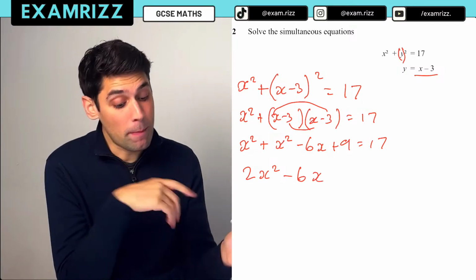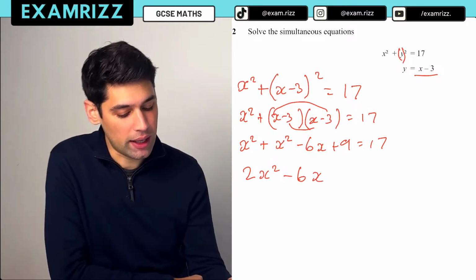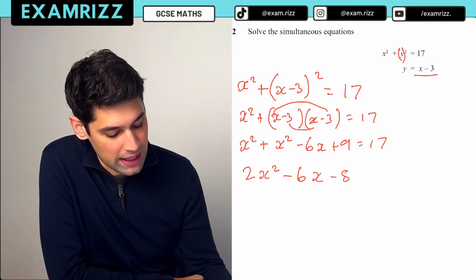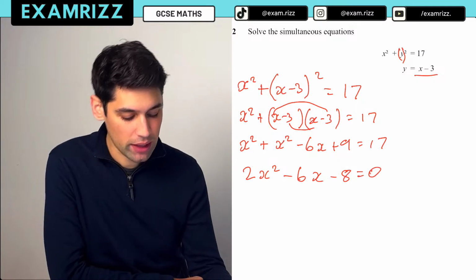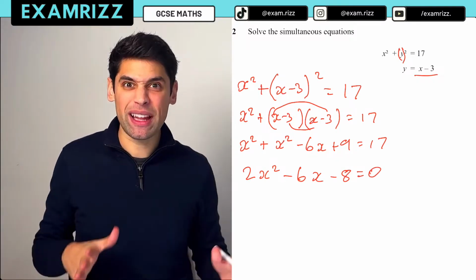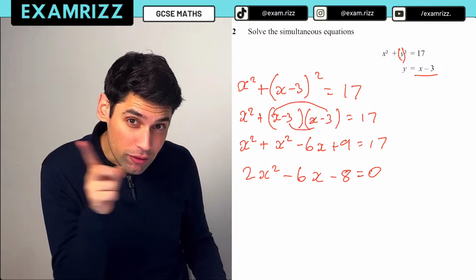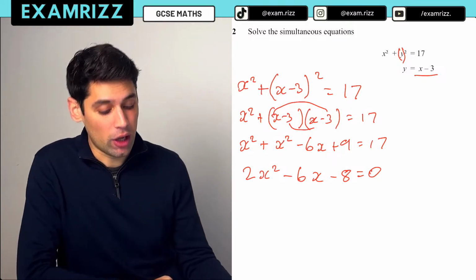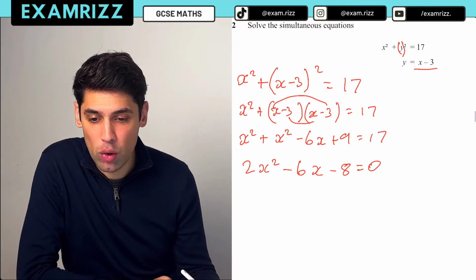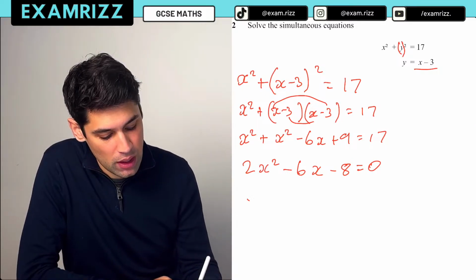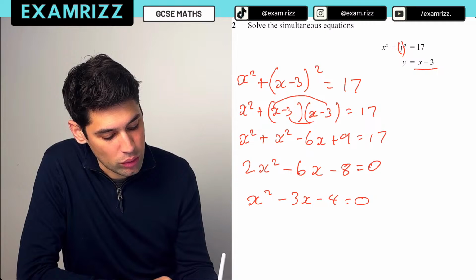Minus 6x, and then we're going to minus the 17 over to this side, which will, of course, create minus 8 equals 0. When we have a quadratic that's equaling 0, that's when we're happy, because that's when we can factorize. But we always check, can we divide by anything at this stage? The answer is yes, everything is divisible by 2. So let's divide it all by 2. x squared minus 3x minus 4 equals 0.